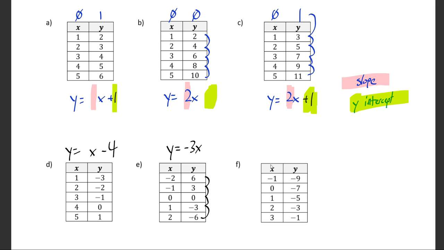And for F, I've got y equals, the steps are up by 2, up by 2, up by 2, up by 2. So that's positive 2x. And when x is 0, it's again given to me right on the chart, y is minus 7. And again, the slope would be 1, negative 3, positive 2, and the y-intercept would be negative 4, 0, or negative 7.